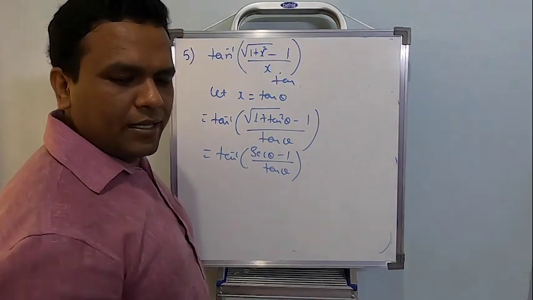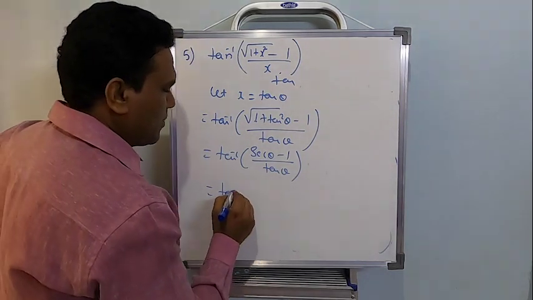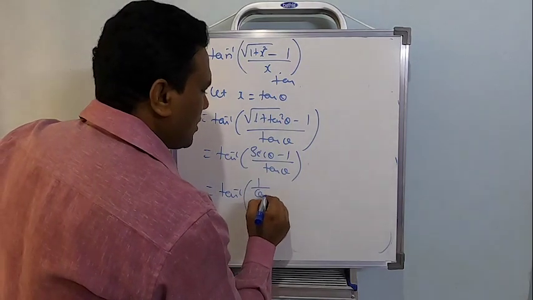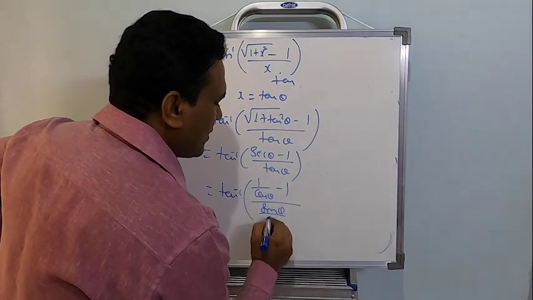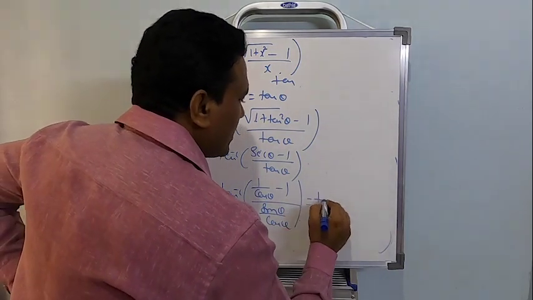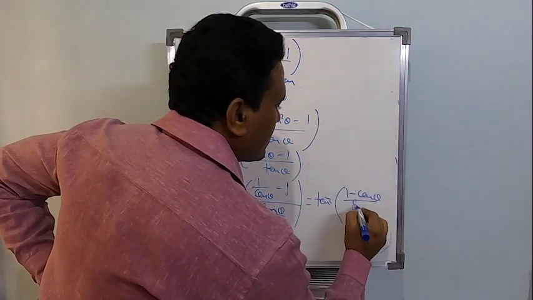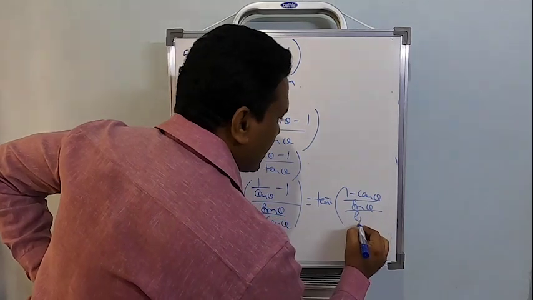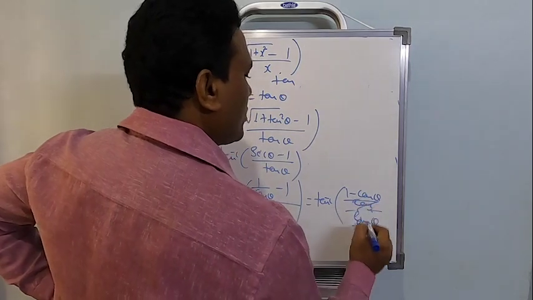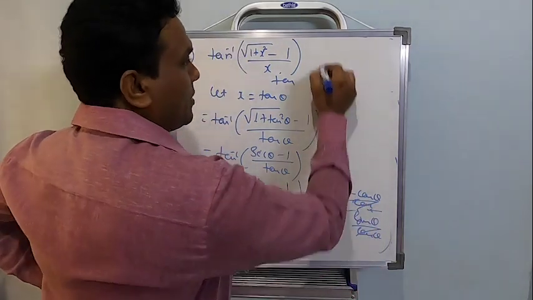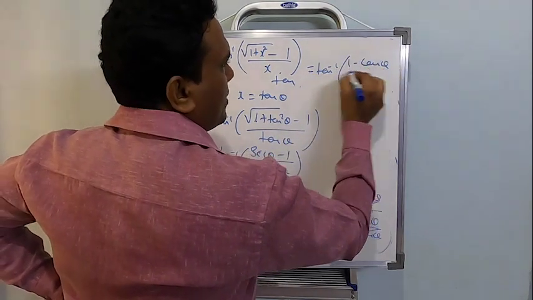I told you the hint already: keep simplifying till the inner term is expressed as tan. So this will become tan inverse of secant, which is 1 by cos theta, minus 1, and in the denominator sin theta by cos theta. Let's continue further. Tan inverse, after taking LCM, 1 minus cos theta by sin theta, and in the denominator sin theta by cos theta. Right, so you can notice cos theta will get cancelled. So what is the remaining thing now? The remaining thing is tan inverse of 1 minus cos theta by sin theta.